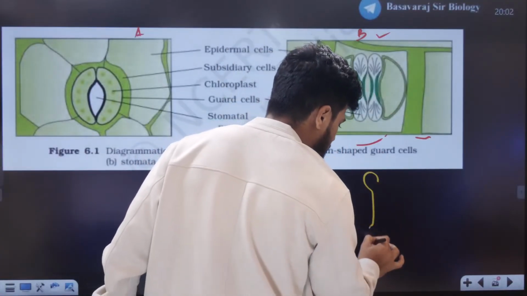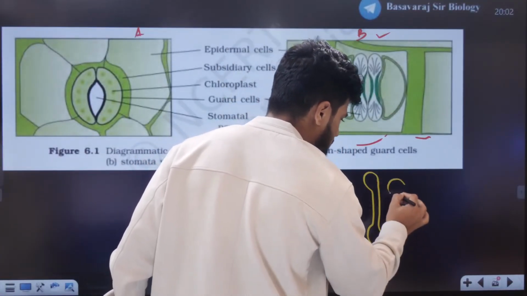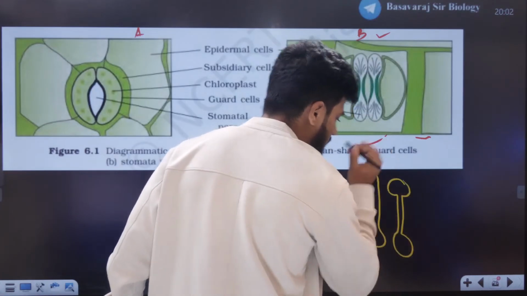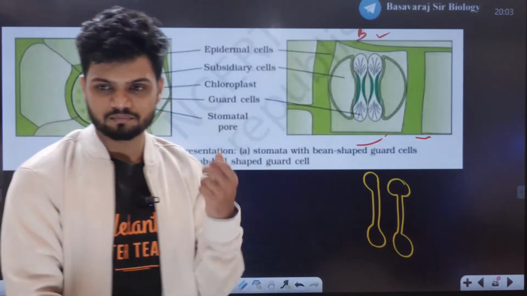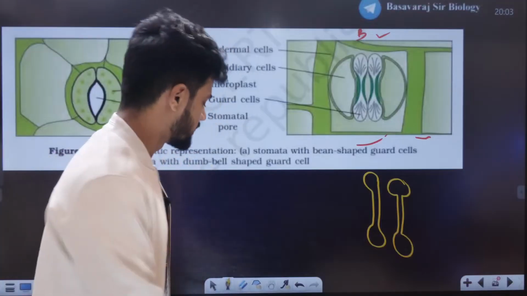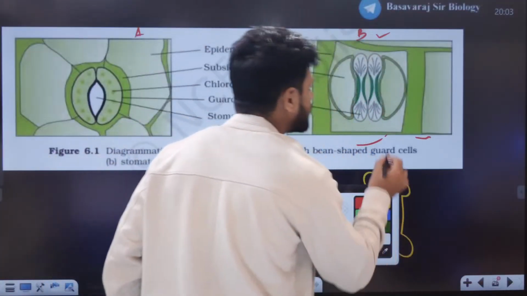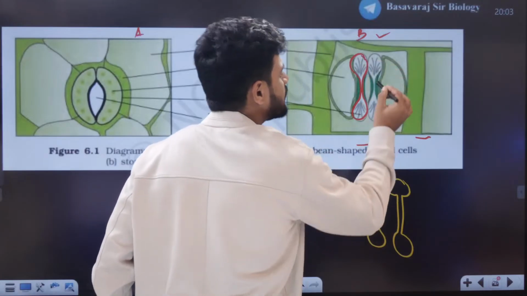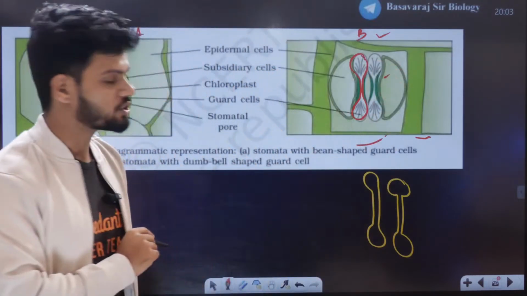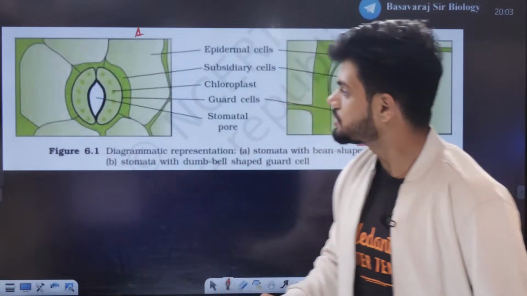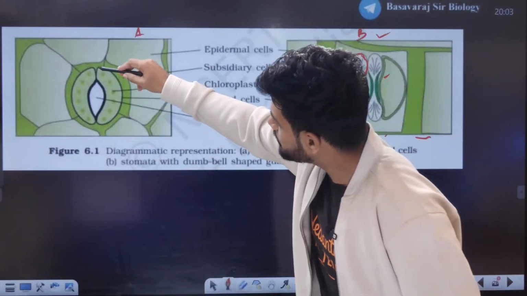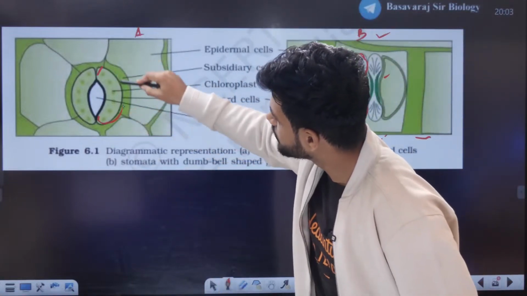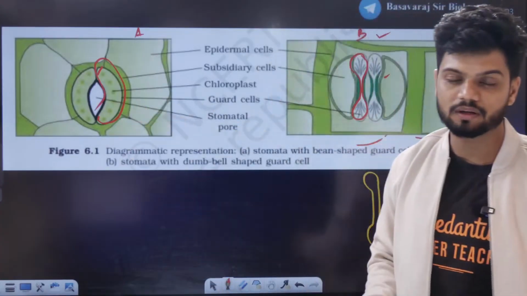This is a dumbbell. All of you go to the gym, you can tell me this is a dumbbell right here. Now, if you see here, this entire stomata is dumbbell shaped. At the same time, in the case of dicot, it is bean or kidney shaped.